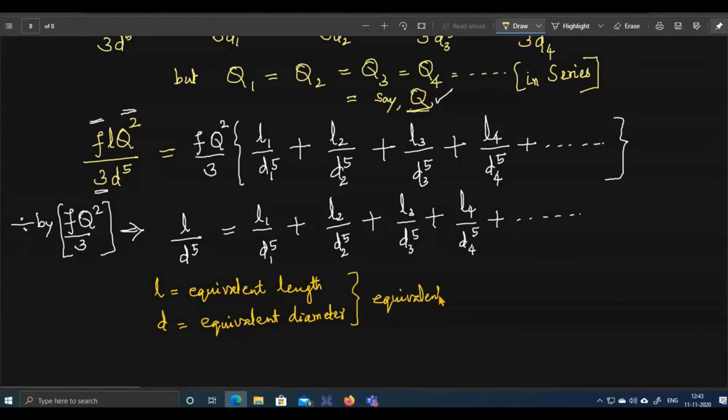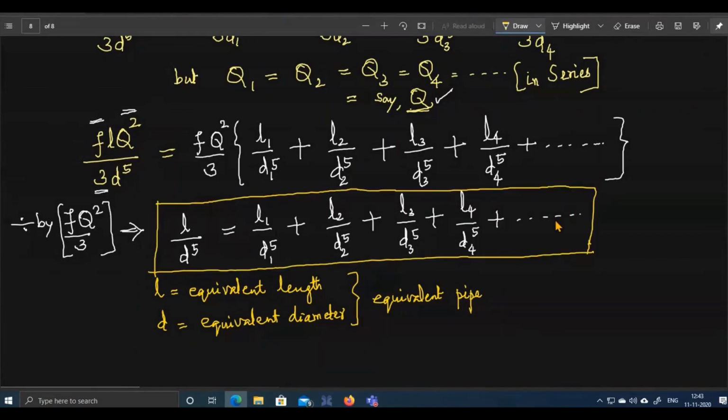For analysis purposes, to ascertain the head losses and all, we convert the given series combination of pipes, which is a complex one, into an equivalent pipe of length L and diameter D. And they are related to the lengths and diameters of the compound pipe by this relation. If you choose an equivalent length, you can find the equivalent diameter. One of these you have to choose because we have only one equation that deals with both.